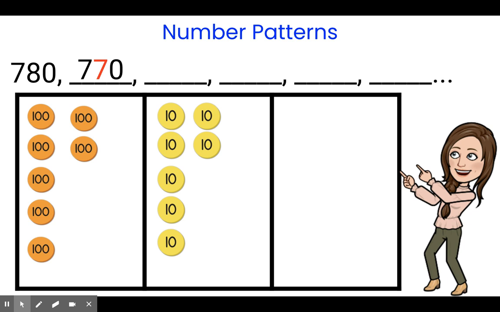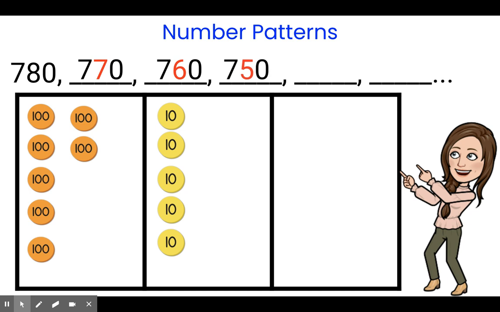Let's try taking away some more of our 10 place value discs. Watch closely, it's going to disappear. Gone. Now I have 7 groups of 100 and 6 tens. 760. Let's take away another tens place value disc. 7 hundreds and 5 tens is 750. We can keep up this pattern.